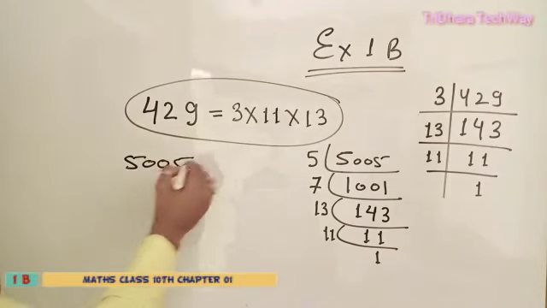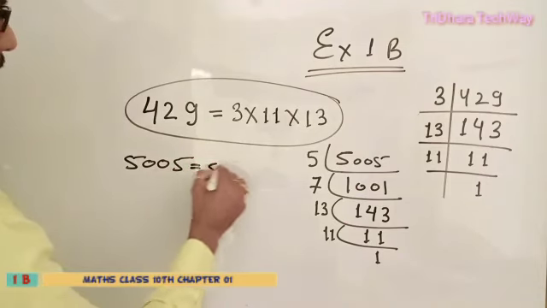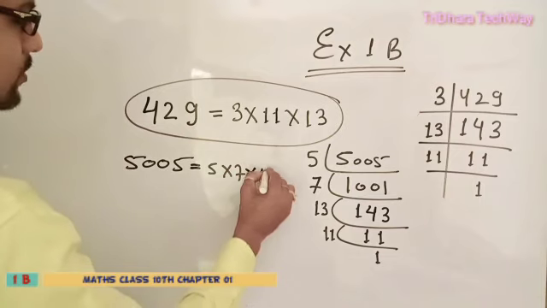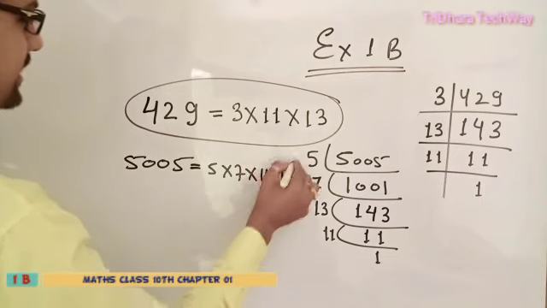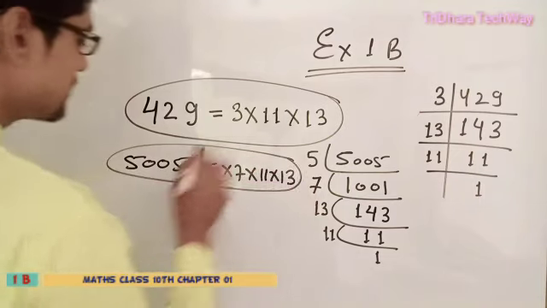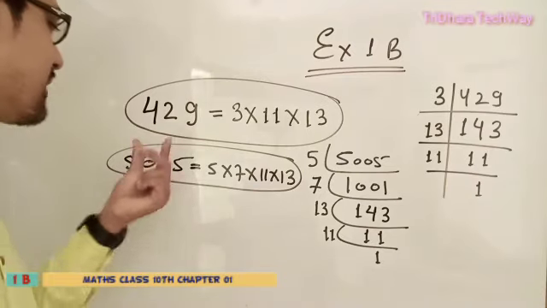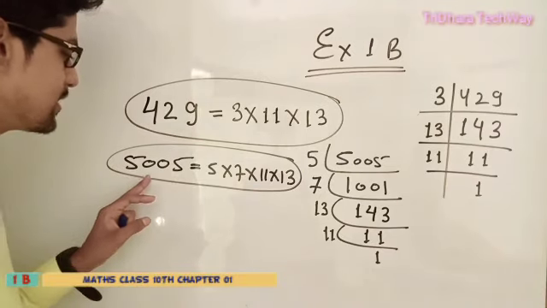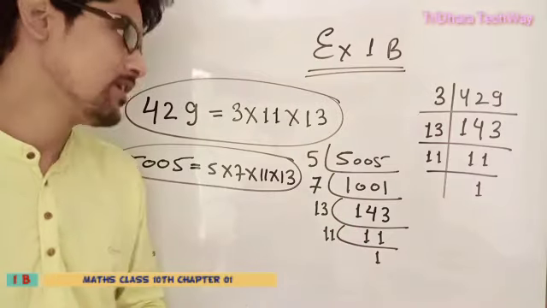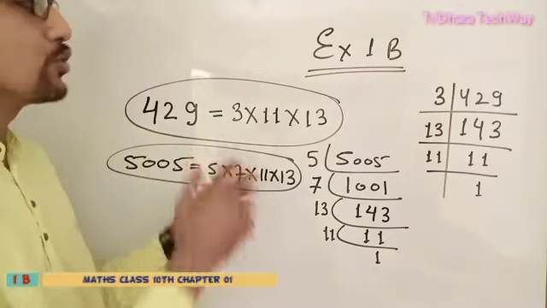Now you can write it like that: 5 into 7 into 11 into 13. This is the product of prime factors for 5005. I think you are getting what you have to do in these questions.